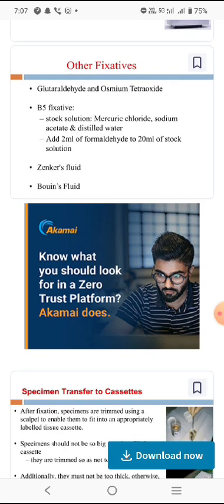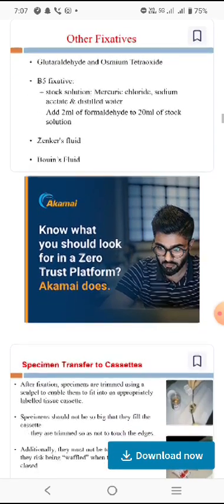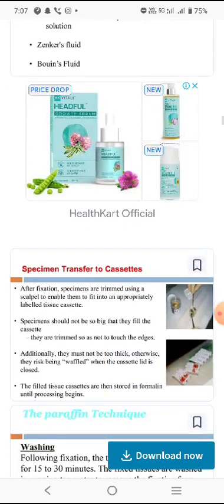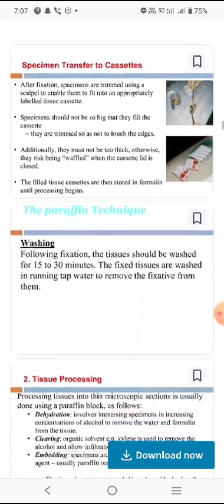Zenker's fixative stock solution: mercuric chloride, sodium acetate, distilled water. Add 2 ml of formaldehyde to 2 ml of stock solution. Other fixatives include Zenker's fluid and Bouin's fluid. The specimen is then transferred to the cassettes.